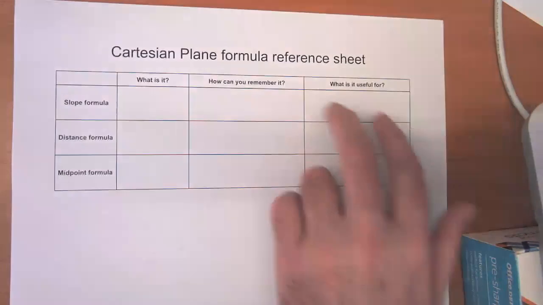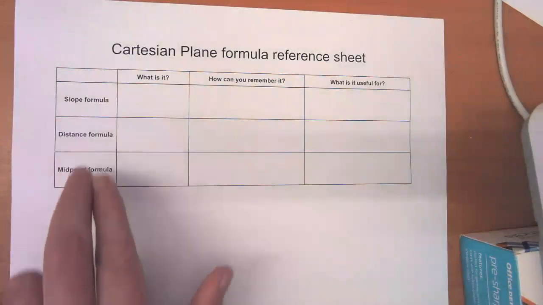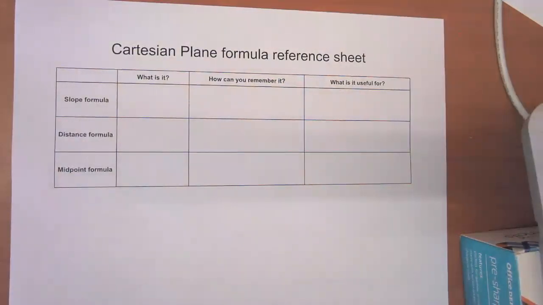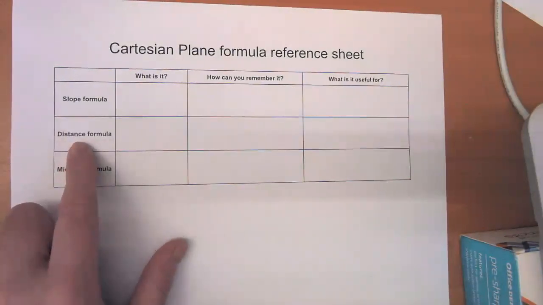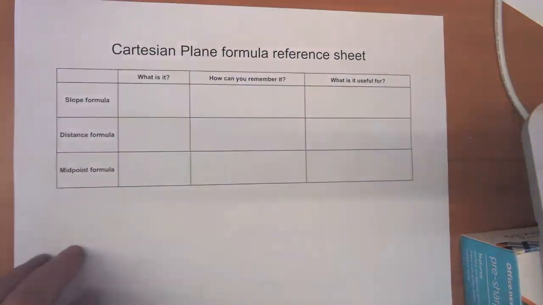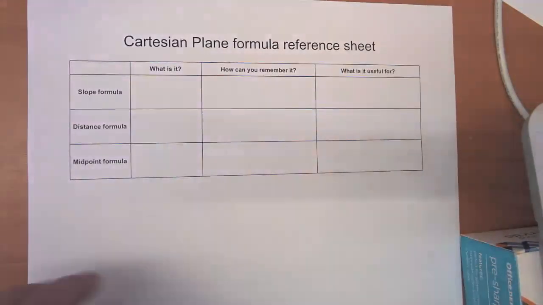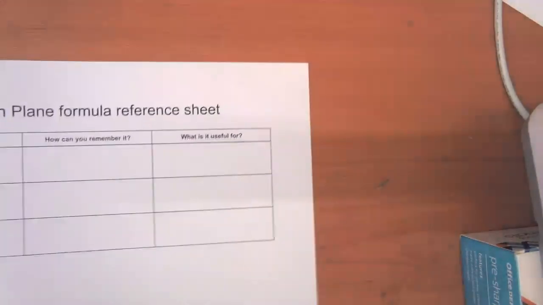The last column is going to be what is it useful for? We don't just memorize these three formulas because we need something to test you on. These three formulas are actually really useful for solving geometry problems. So we need to remember what calculating slopes gives us, and how we can use that information to solve problems. How can the distance formula, knowing the distance between 2 points, help us? How can knowing the midpoint of the line segment that connects 2 points help us? And so that's going to go in the what is it useful for column. And once again, this is going to help us when we tackle the big problems in this module.